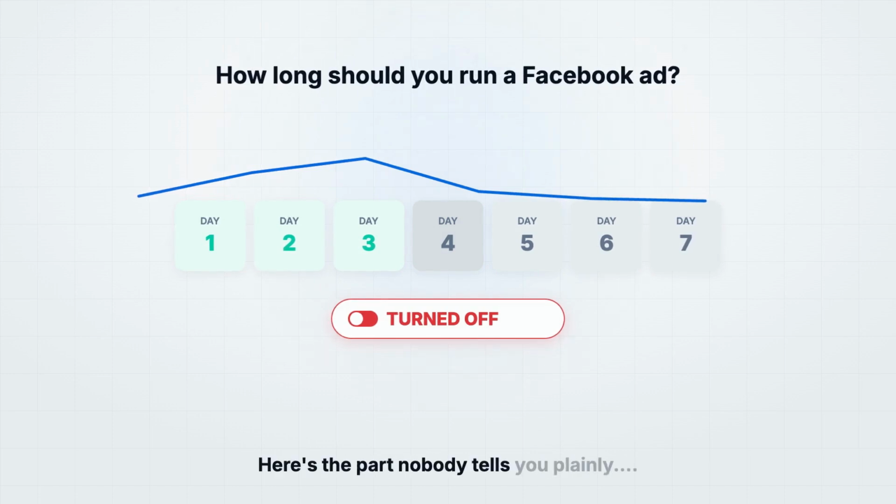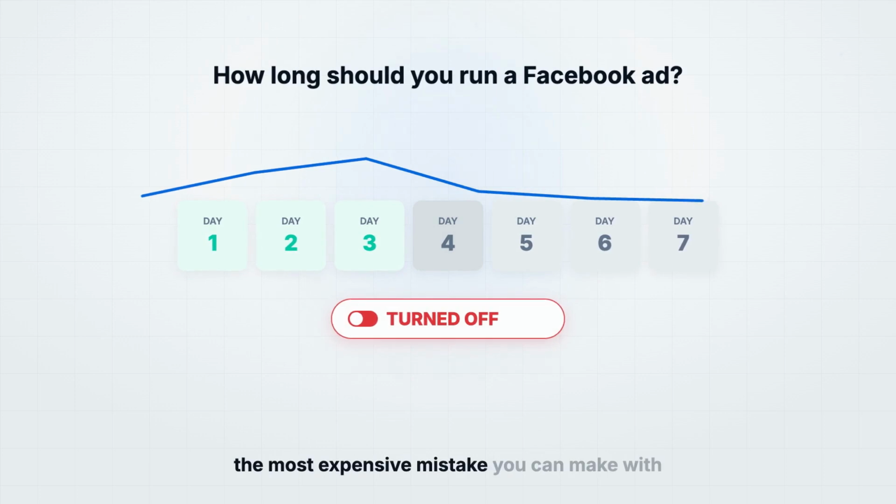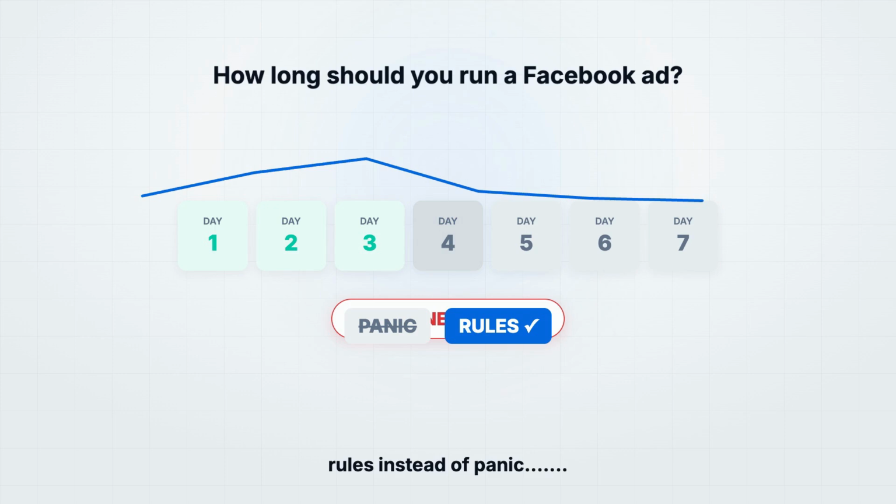Here's the part nobody tells you plainly. Turning it off on day 4 might be the most expensive mistake you can make with your ad budget. But leaving the wrong ad running for a month is just as costly. There is an honest answer to how long you should actually run a Facebook ad before you pull the plug. And by the end of this video, you'll be able to make that call yourself, with rules instead of panic.